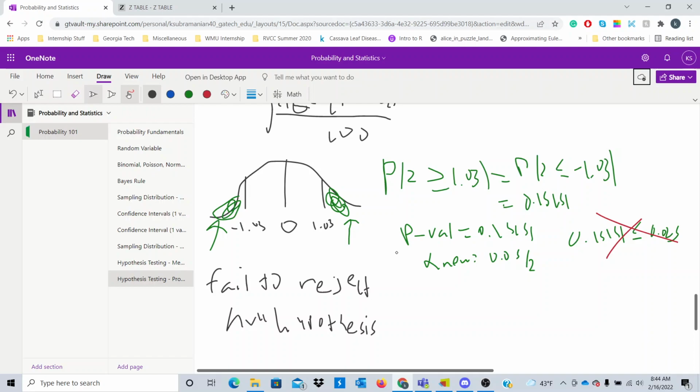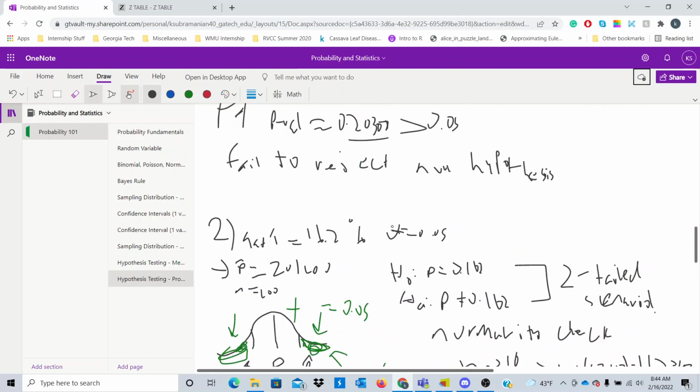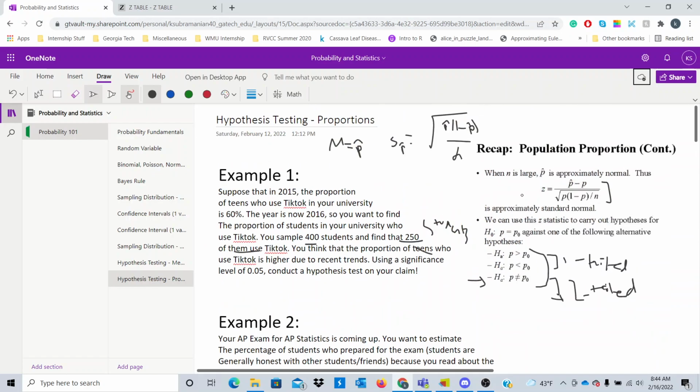So that'll wrap up hypothesis testing. Hopefully this video helps to give a refresher on how to do hypothesis testing for sampling distribution of proportions.